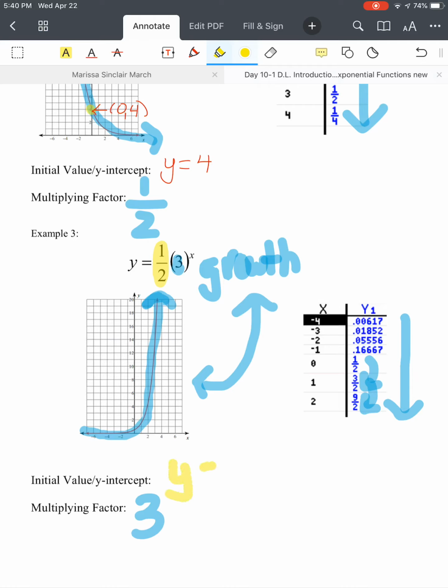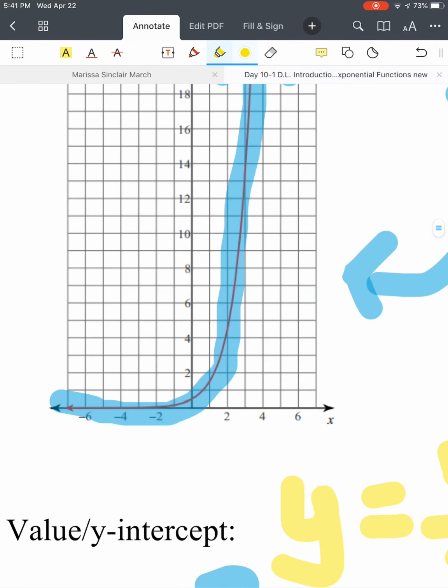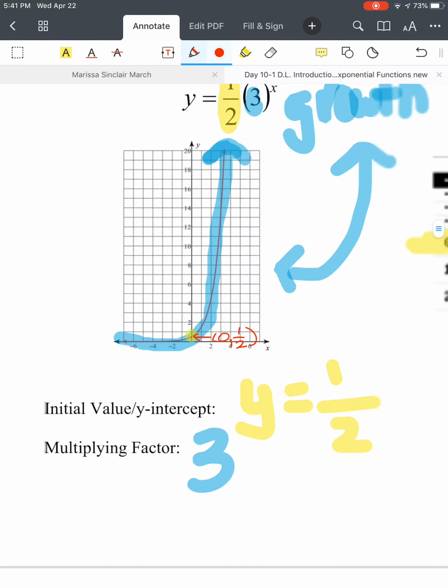So usually we write it as y equals 1/2. It's the number in front of the parenthesis. Again, we can get that in 3 ways. Look at the equation. Look at the table. What happens when x is 0? When x is 0, y is 1/2. Or let's look at the graph itself. Where does it cross the y-axis? Right there. That is 0, 1/2. Doesn't quite make it to 1. It's right in between 0 and 1. So 0, 1/2.